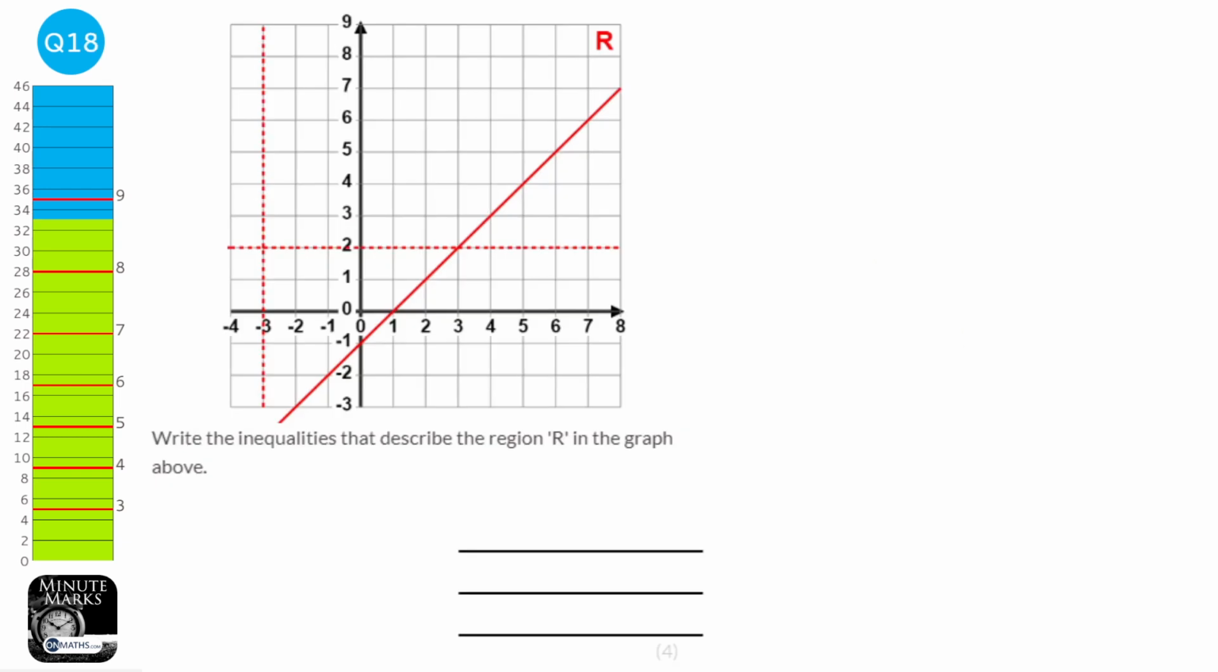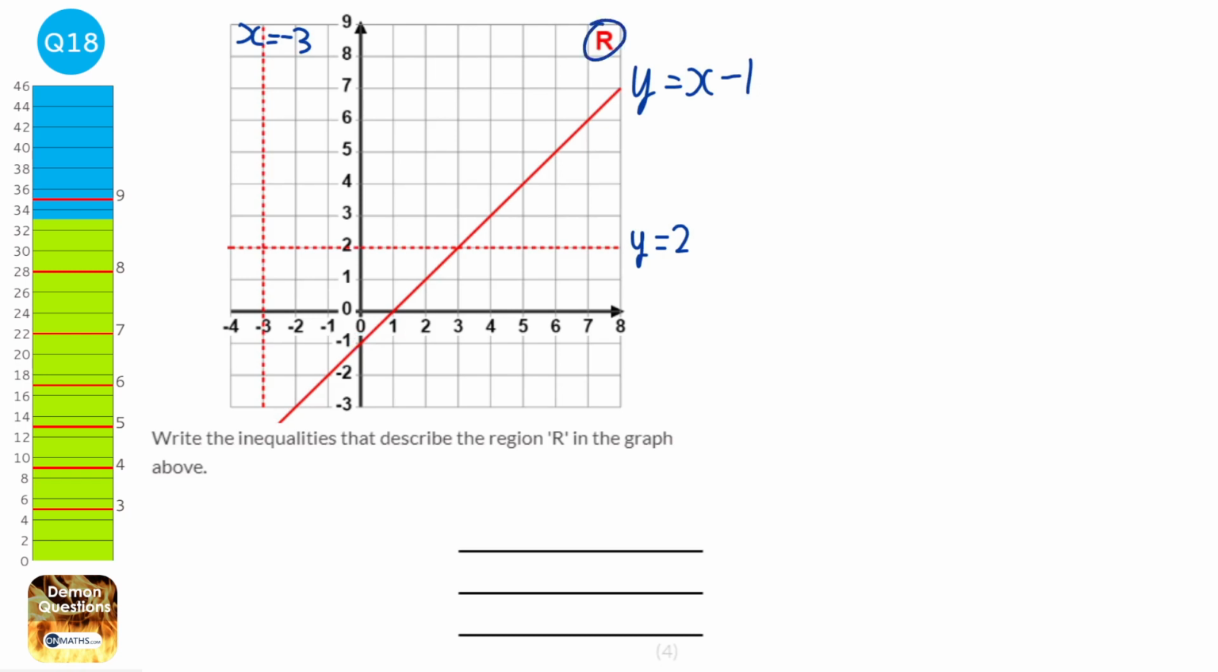I'm going to start by identifying the equations of each line. Here we've got y equals 2, because the y coordinate is always 2 on this line. This one here we've got x equals minus 3, because the x coordinate is always minus 3. And this next one is a bit more difficult, but it's perfectly diagonal, so it's going to be a y equals x line. But if you look, it crosses the y-axis at minus 1, so it's going to be y equals x minus 1. Okay, these are not inequalities though, so we need to work out what the inequalities are.